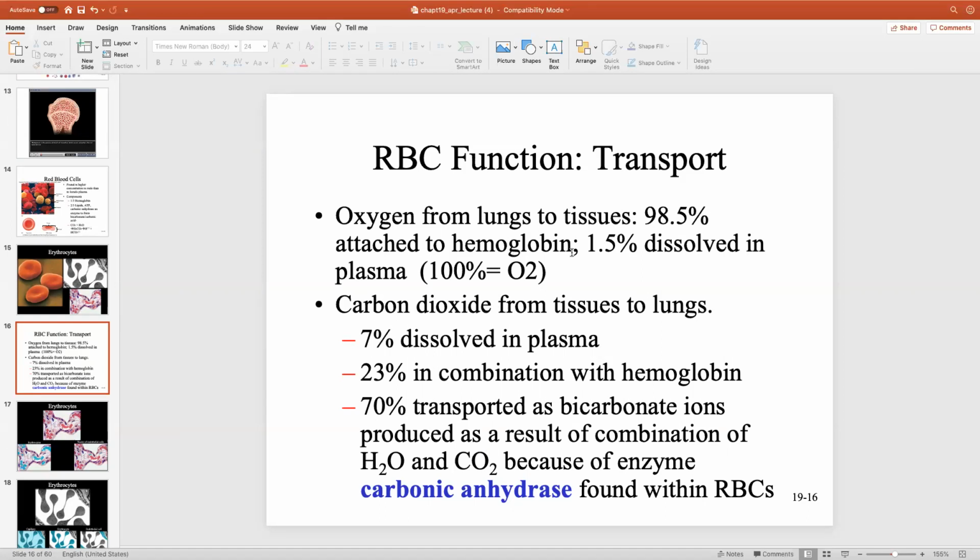Now, the weird thing is this. I will tell you this, and then we'll come back to it later on. There is a way. Here's 98.5, and then 1.5% oxygen dissolved in plasma. That makes up 100%. Is there a way of going above 100%? Can we somehow get above 100% if we need to?